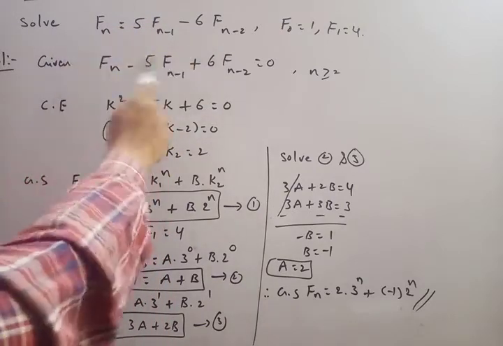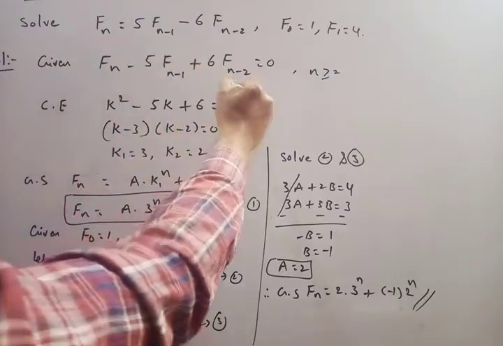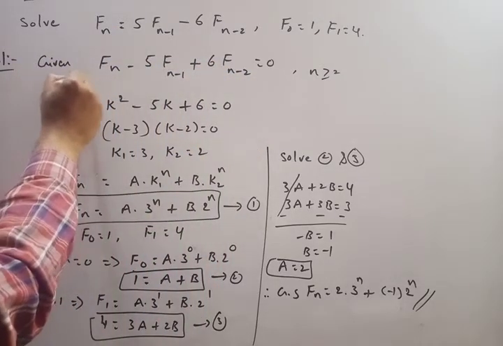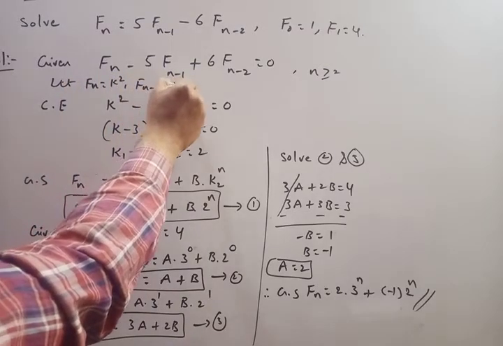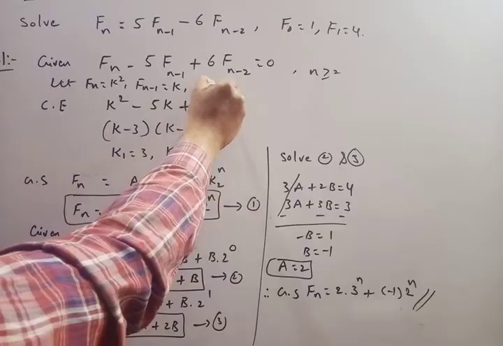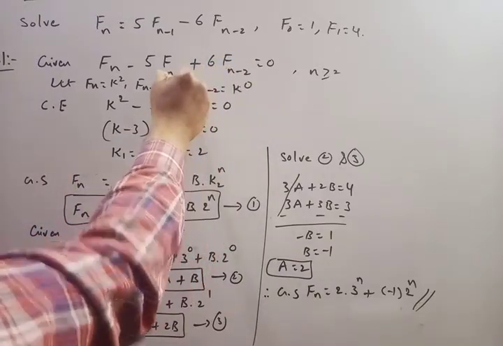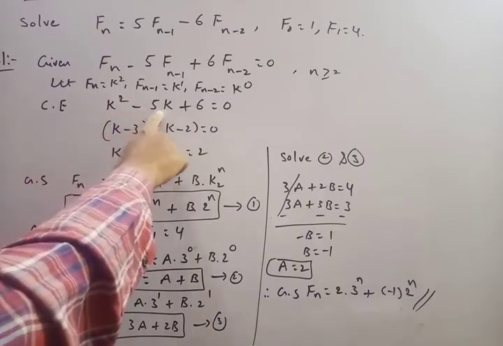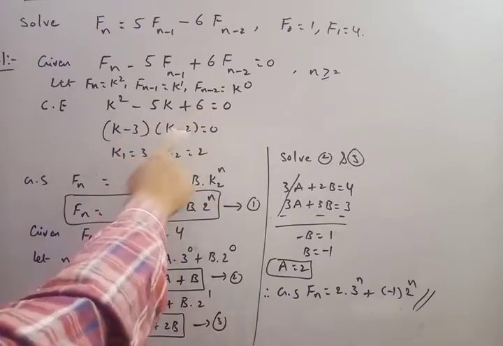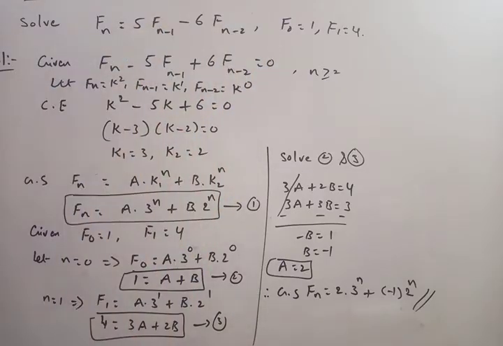First bring all these terms to one side, then let F1, you can write it here. If you want, you can write it here. Let Fn is equal to k square, Fn minus 1 is equal to k, Fn minus 2 is equal to 1, or k power 0 you can say. K power 1, like that also you can substitute. So we get the characteristic equation k square minus 5k plus 6. Find the roots k1 and k2. This is the general solution, because the right hand side part is nothing. Understand? This is one problem.